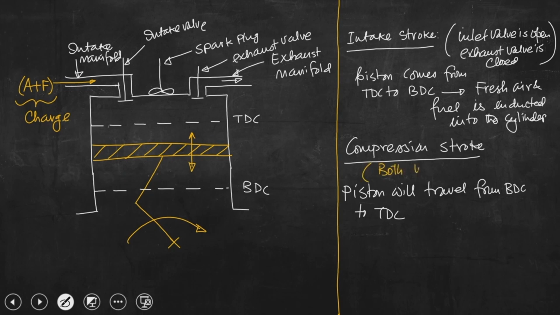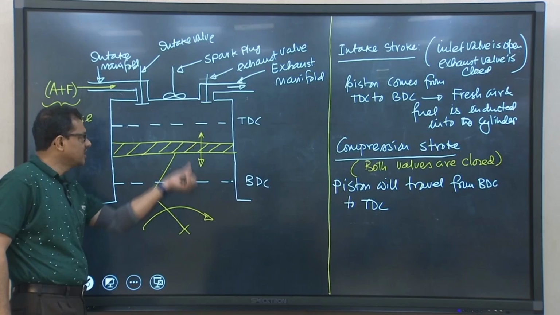In this stroke, both valves are closed. Both the intake and exhaust valves, these two valves, are closed. The piston is now travelling from BDC to TDC.